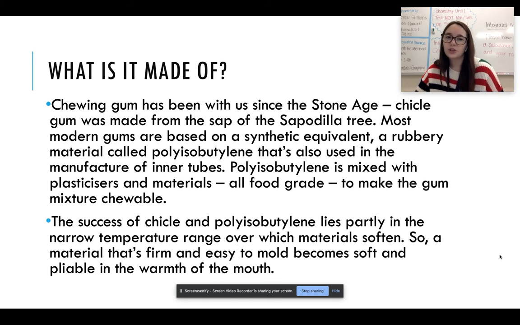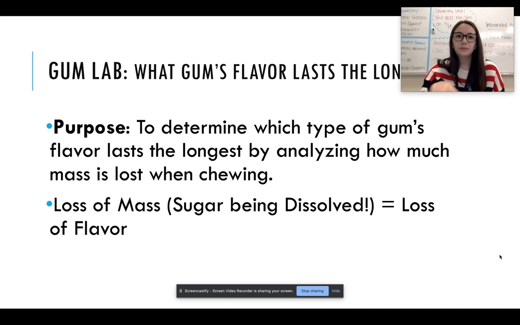The success of the gum and polyisobutylene, which is crazy. I can't say that first word, but I can say polyisobutylene. Wild. The success lies partly in the narrow temperature range over which the materials soften. So material that's firm and easy to mold becomes soft and pliable in the warmth of the mouth. Crazy. So there's some background information on chewing gum.